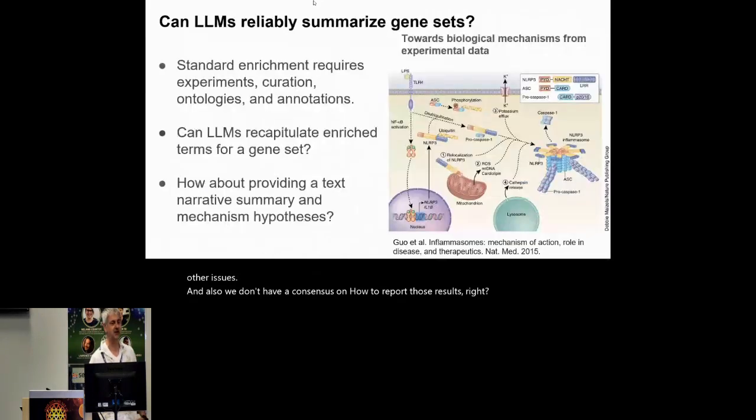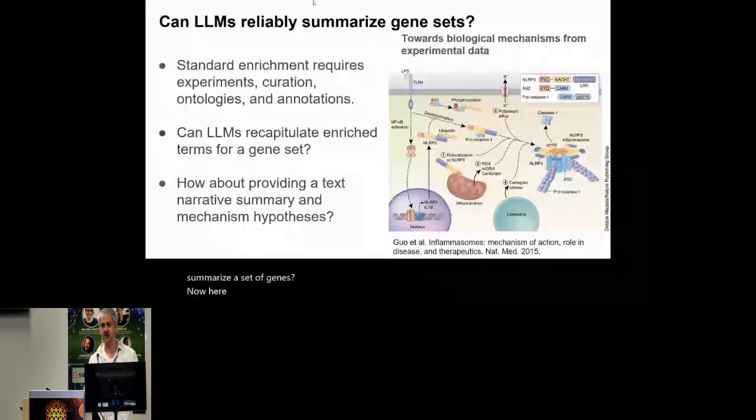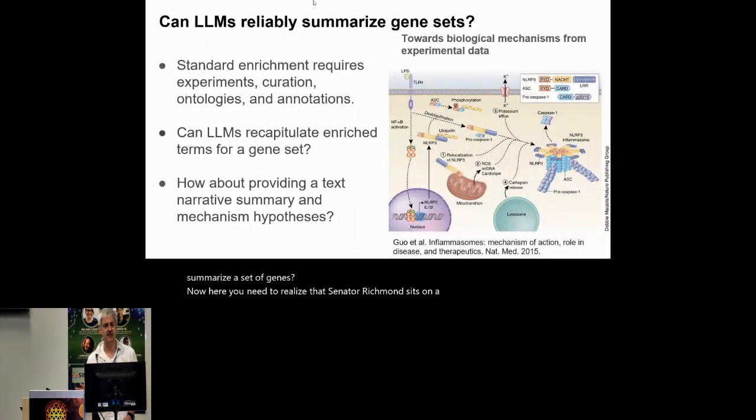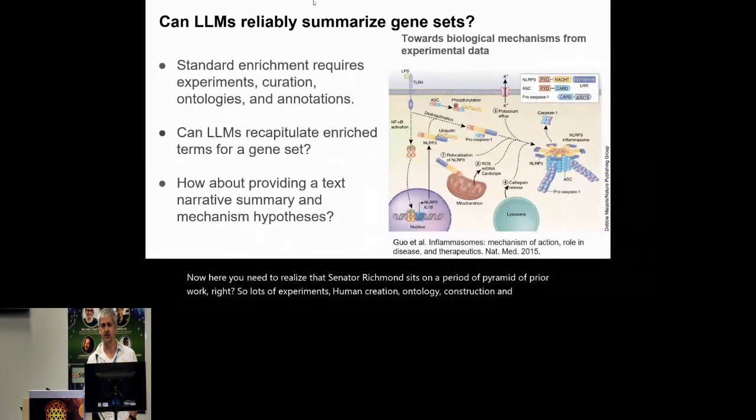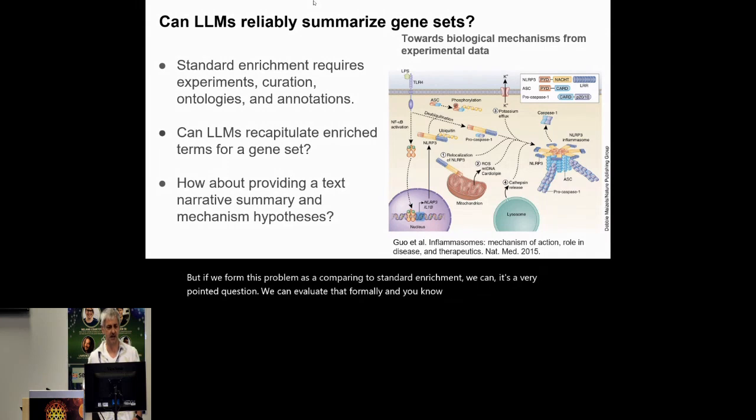Okay, so we're curious whether LLMs can somehow provide something. So can they reliably summarize a set of genes? Now here you need to realize that standard enrichment sits on a pyramid of prior work, right? So lots of experiments, human curation, ontology construction and maintenance, and generation of reliable annotations. But if we frame this problem as comparing to standard enrichment, it's a very pointed question, and we can evaluate that formally and give some metrics, I guess.